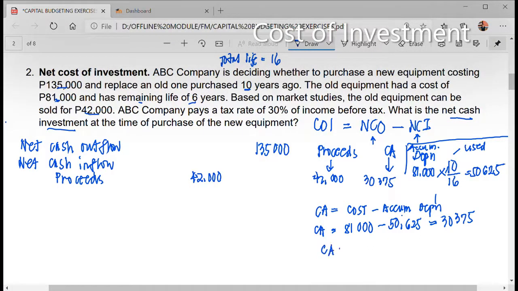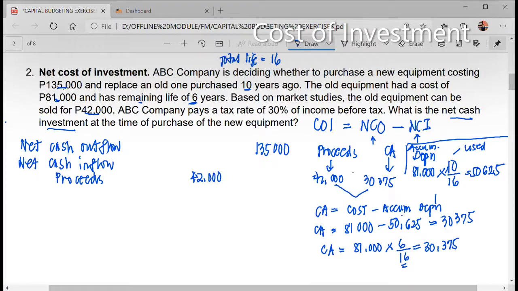The shortcut would be this one. Carrying amount is equivalent to 81,000 times the remaining life, that's 6 years, so times 6 over 16. Again, this 16 is your total life, and since it was purchased 10 years ago, the remaining life is 6. The total life of the asset is 16. So you have 81,000 times 6 over 16. So you will get 33,775. So that is our carrying amount. So you will still get the same answer, right? They are the same. So compare now your proceeds and the carrying amount.